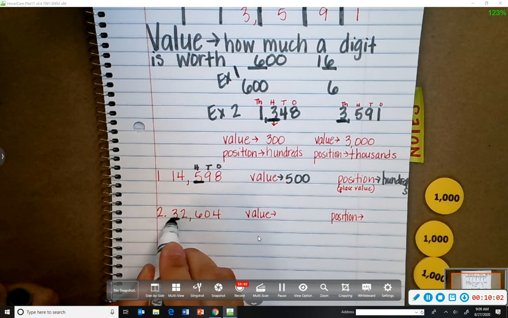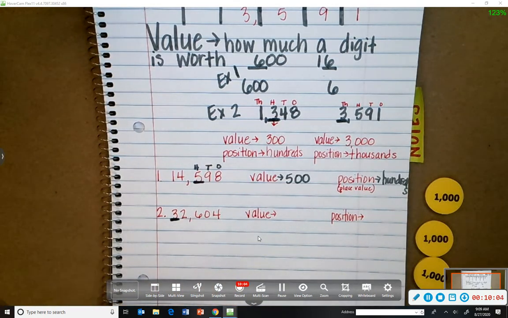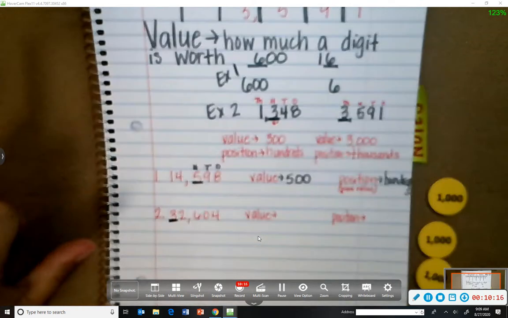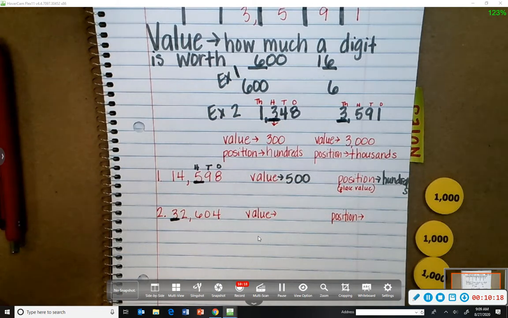Okay, this time we're going to do the 3. Go ahead and tell me the value and position in your notebook. And now if you're unpausing, I want you to go ahead and check your answer. If you got it wrong after we've gone over it, or you've unpaused the video and listened, go ahead and write the correct answer. We don't want to leave the wrong answer in our spiral, so it's okay if you change it. This is just practice.